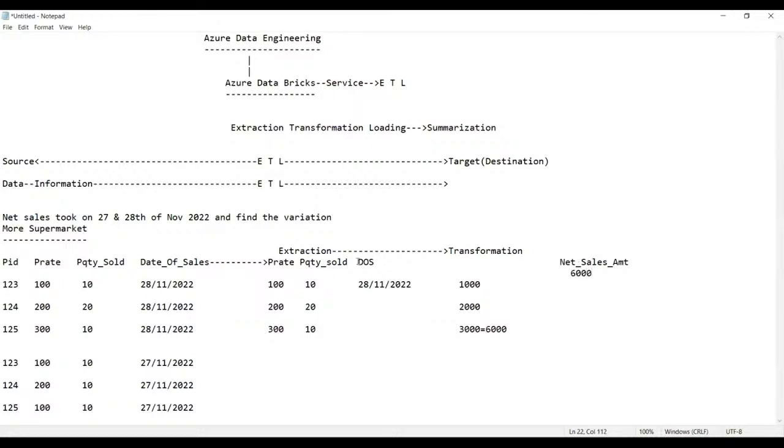But on which date did this transaction take place, guys? Tell me now. 28th. Very good. So 28/11/2022. Finally, I'm pasting the data here. Now, guys, this data is ready. But I wanted to know the variation of 27th and 28th.